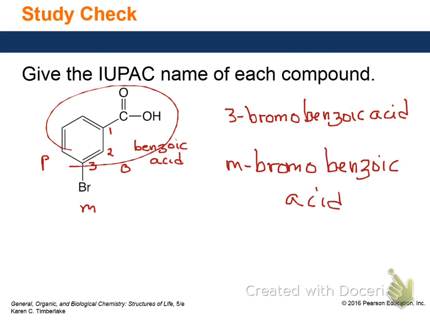Now, O, M, and P, by the way, only work when there's 2 things on the ring. If there's 3 things, you don't use 2 letters to describe them. It's for 2 things, okay? Something else I wanted to say about that, but I don't remember what it is.